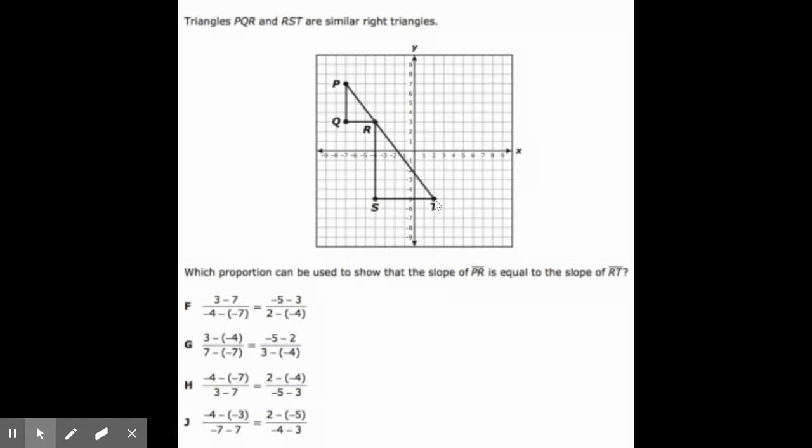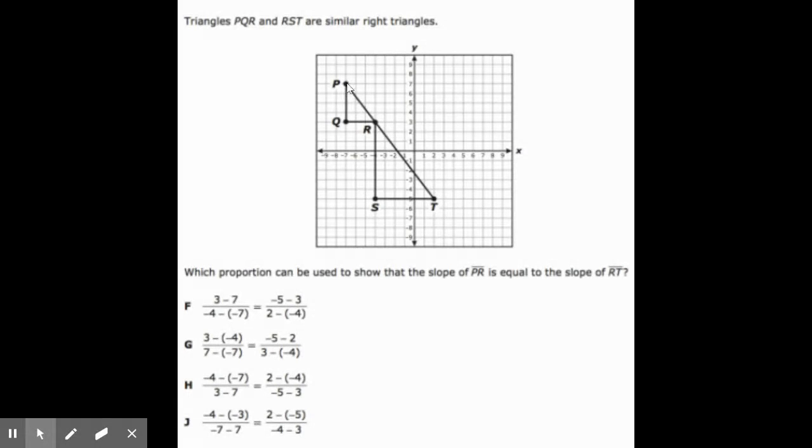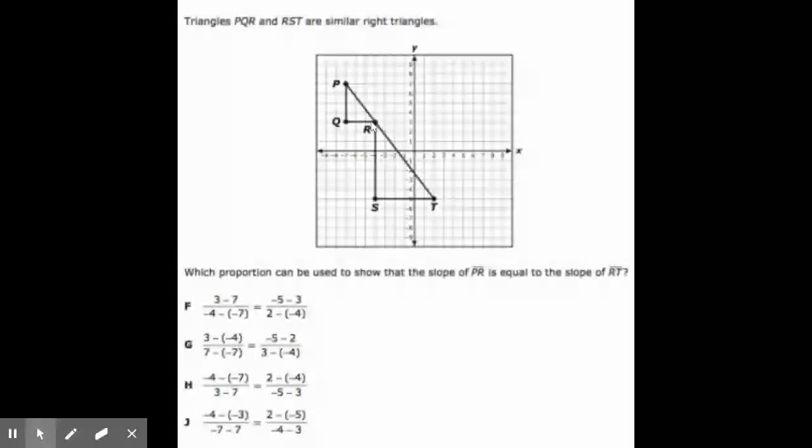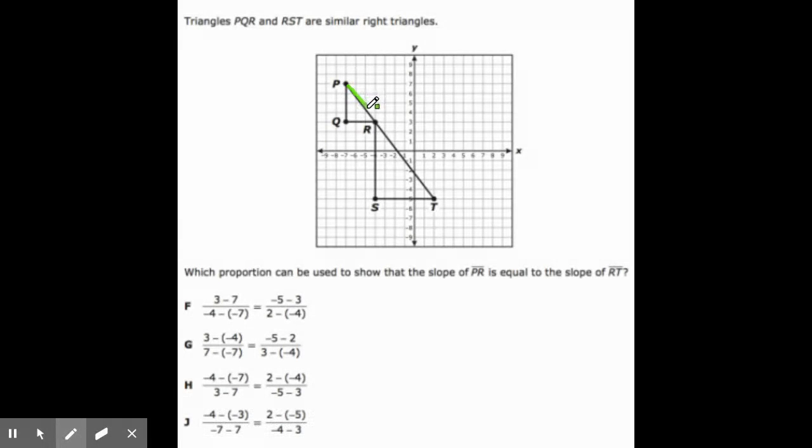All right, and the way we're going to do that is we're going to compare the slope of PR and the slope of RT. Now, we've talked before about how PR and RT are both just line segments, and they're part of the greater line PT. All right, so if they are on the same line, then we can go ahead and say they're the same. But let's go ahead and prove that mathematically.